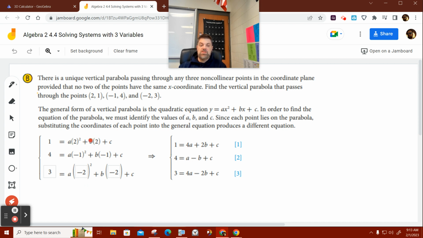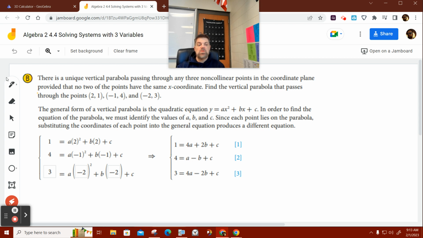It says the general form of the vertical parabola is a quadratic equation, ax squared plus bx plus c. In order to find the equation of the parabola, we must identify the values of a, b, and c. Since each point lies on the parabola, substituting the coordinates for each of the points into the general equation produces a different equation.